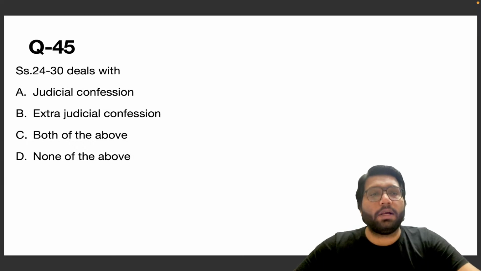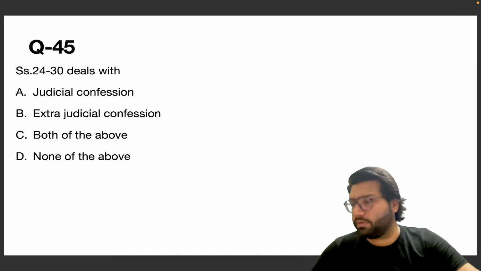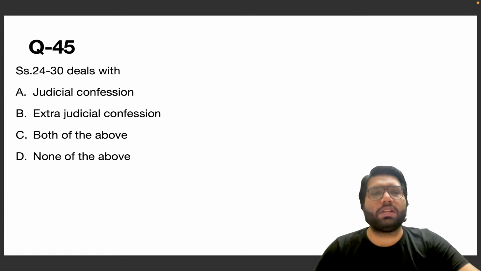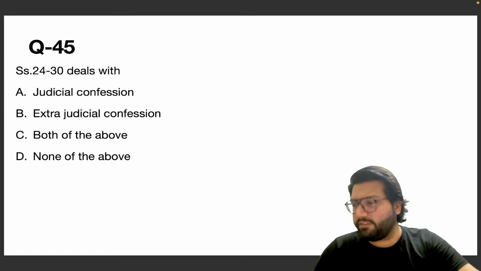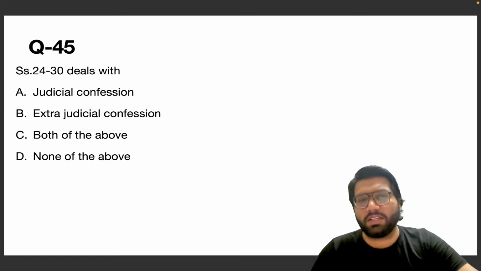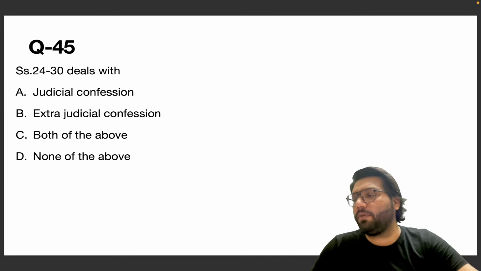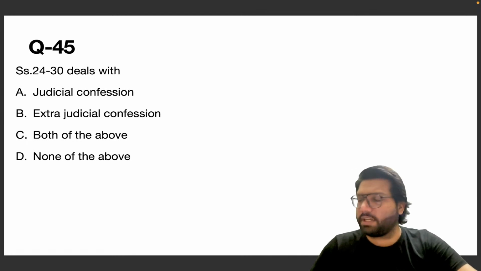Oh, sorry. Section 24 till 30. This is extrajudicial. Sorry, students. The correct answer is B here. B. Extrajudicial confession. Question number 45. The answer is B. Extrajudicial confession. Judicial confession lies in section 164 of CRPC. Okay. Extrajudicial confession, section 24 till section 30. Next.